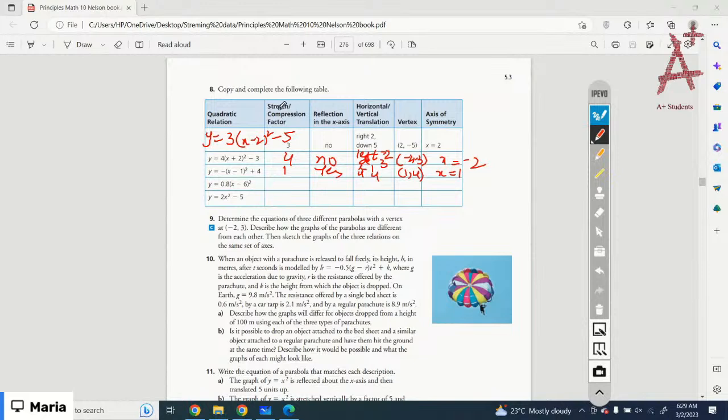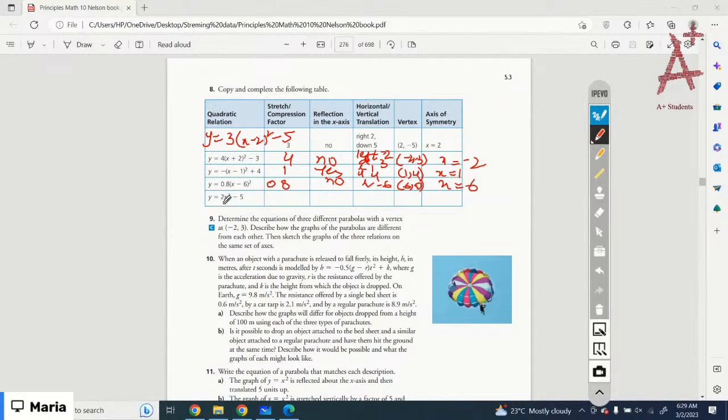Then for this one, the stretch and compression is 0.8. No reflection, because the value is positive. Then you have just h is 6. That means just a right movement of 6. The vertex is 6, 0 and the axis of symmetry is x equals 6. Got it?